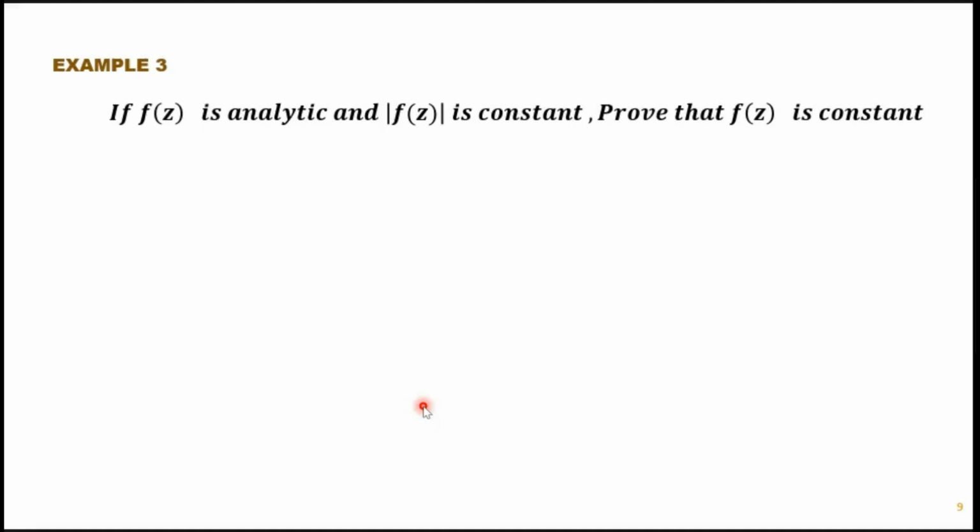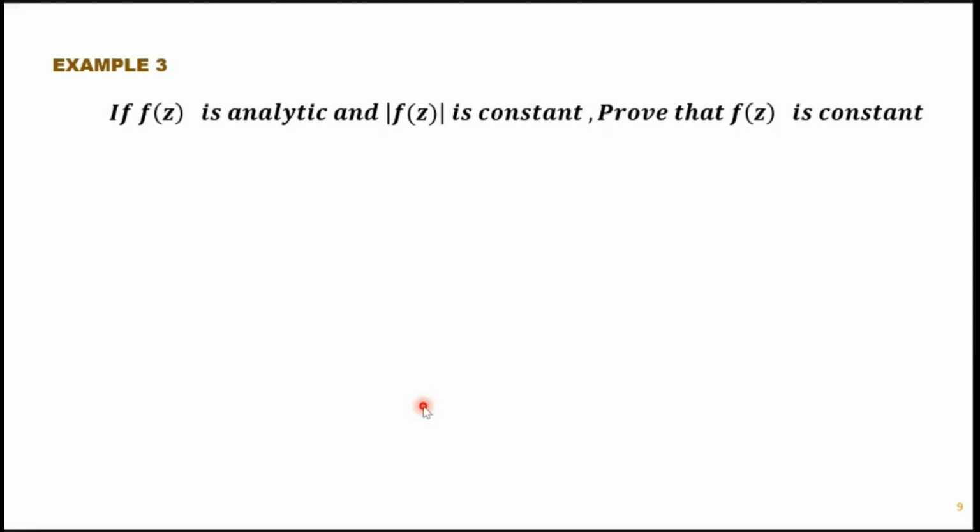If f of z is analytic and mod f of z is constant, prove that f of z is constant. तो फिर से हमें प्रूव करना है कि u plus iv is a constant। तो हमें प्रूव करना है u and v constant है। u and v constant कब होगा? जब उसका डेरिवेटिव इक्वल टू 0 होगा, है ना। तो we have to just show that the function is constant. तो क्या दिया है? Again f of z analytic दिया है और mod f of z is constant.